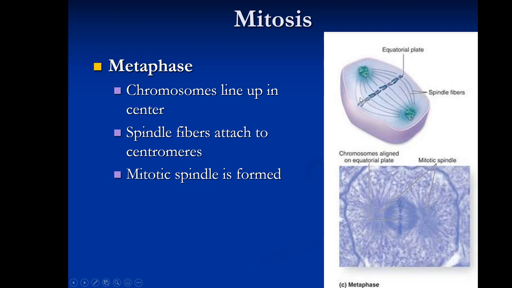And you get the formation of something called the mitotic spindle. This big oval structure is known as the mitotic spindle, and it's formed from these spindle fibers or microtubules coming out of the centrosomes. Identification-wise, you can clearly see that there's a difference here. You get that line right down the middle. So this is metaphase.